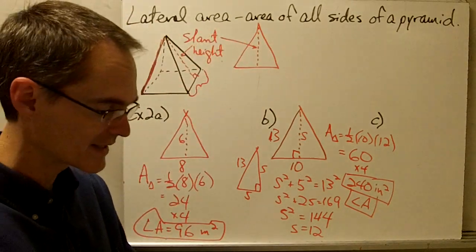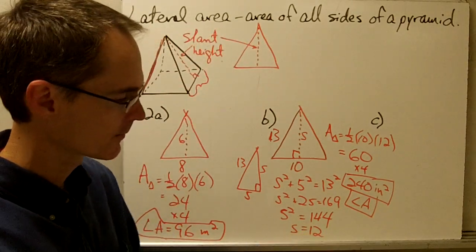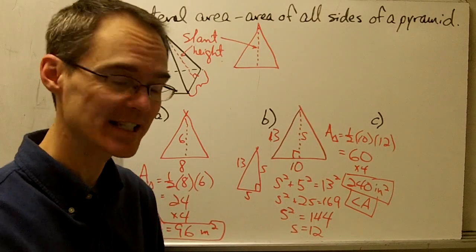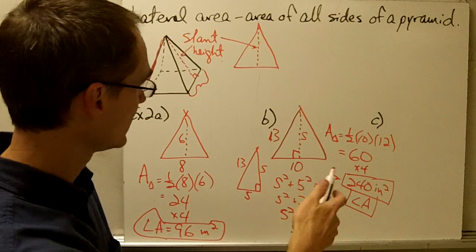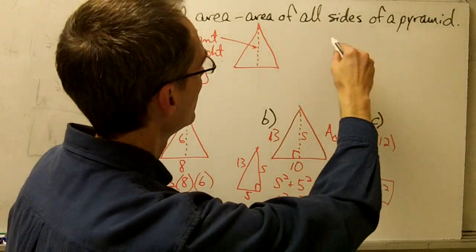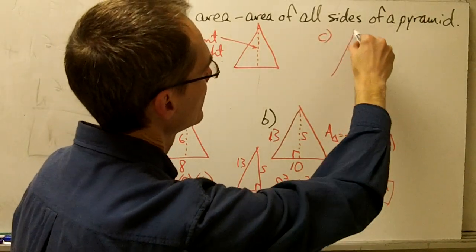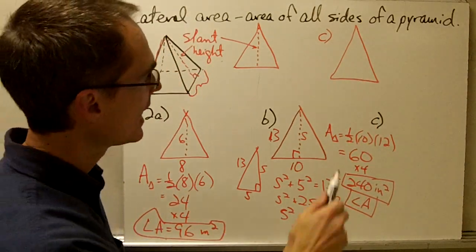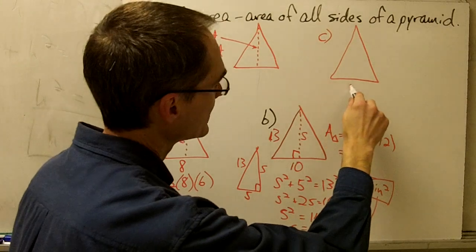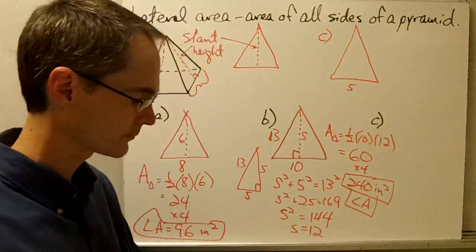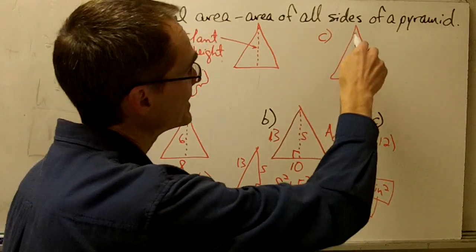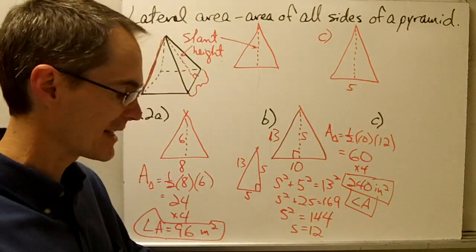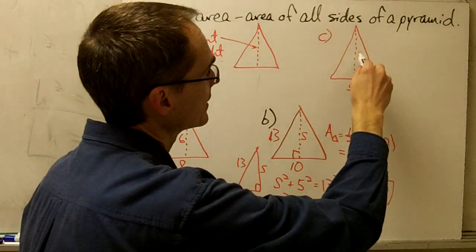All right, now in 1C, I have a hexagonal pyramid, which means I've got a total of 6 triangles. And once again, let me do this one up here. Once again, I have a side triangle here. It's an isosceles triangle. I know from my picture that the base is 5 feet. And I'm also told the slant height for my pyramid. My slant height in this case is 10.